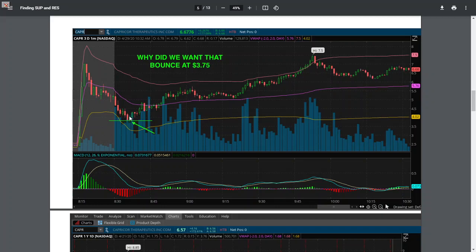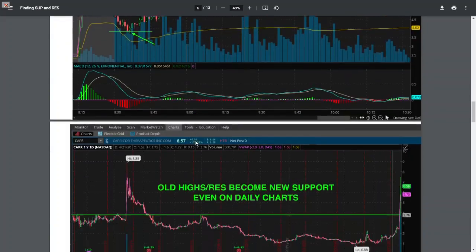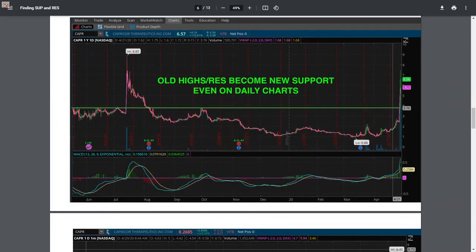And why did we want the 3.75 area? Again, why did we want the 3.75 area? We're looking at past chart history, whether it's what it's doing that day or what it did a year ago, 6 months ago, 7 months ago. You want to go study that. You want to look at that.